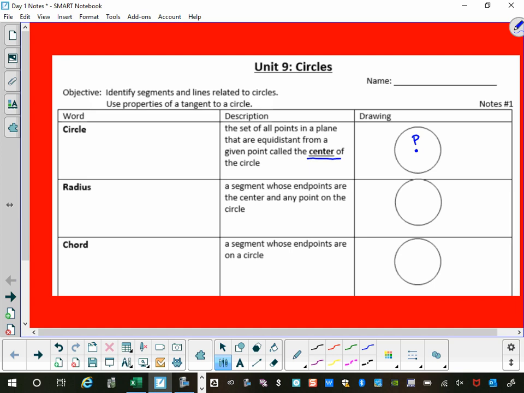Let's name this one center P. We also can call it circle P because we can name a circle based off my center. A radius is a segment whose endpoints are the center and any point on the circle. So you guys may have heard of radius before. So let's say I have a point here in the middle, and then I have a straight line. That will be my radius.